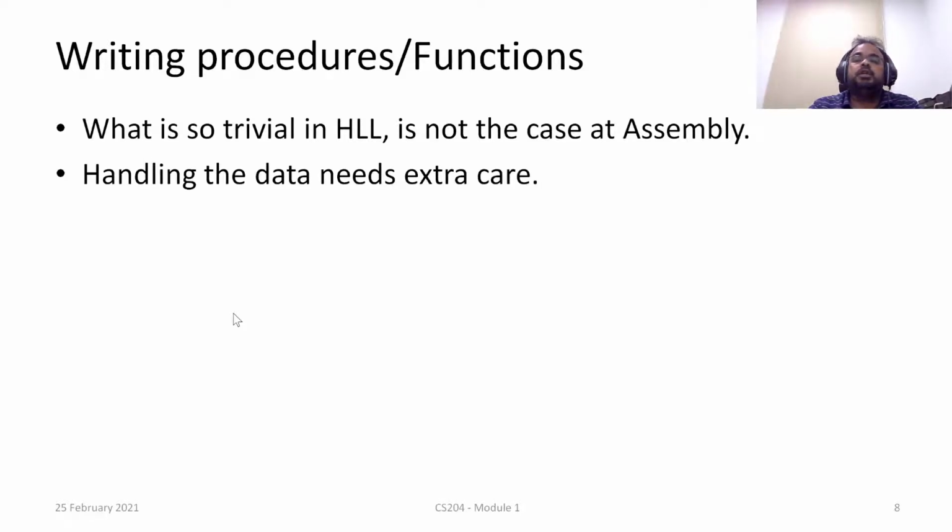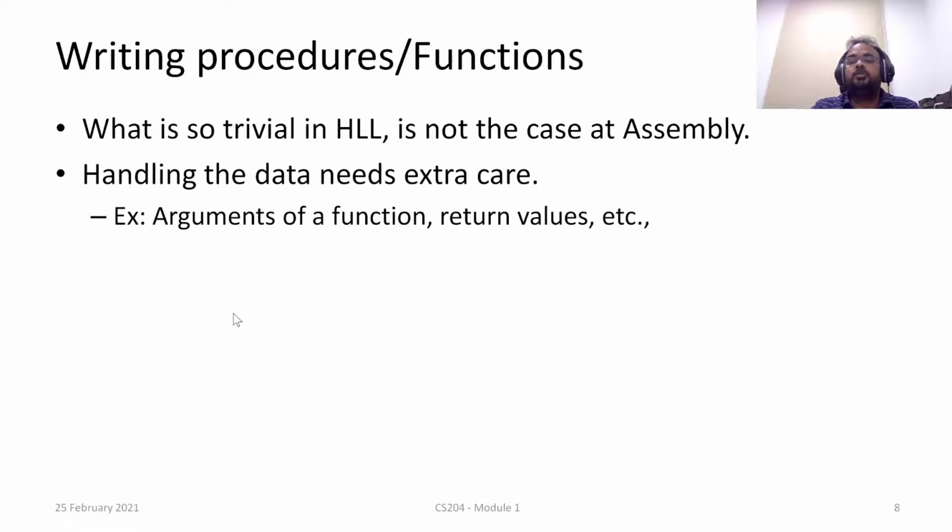Because we need to explicitly handle the data. When we say that I am passing a parameter, in a typical high level language, we just write the parameter name. We expect that the function will pick the value of that parameter and work with it. But here we need to explicitly say where to pick the value from. So the arguments of the function, the return values, etc. If there is any other data that we want to provide, we need to give explicit instructions for that.